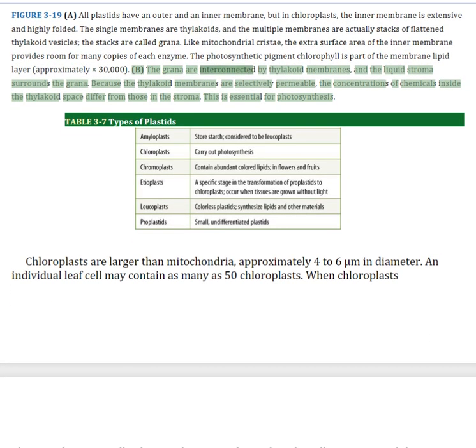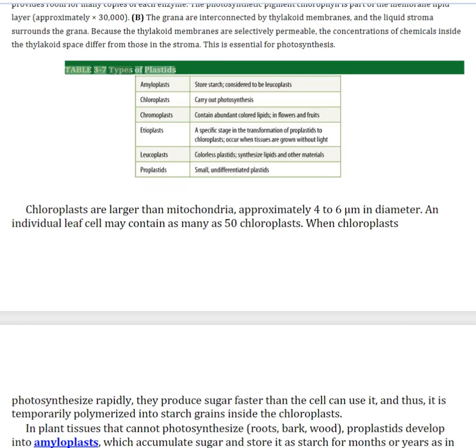The photosynthetic pigment chlorophyll is part of the membrane lipid layer. The grana are interconnected by thylakoid membranes, and the liquid stroma surrounds the grana. Because the thylakoid membranes are selectively permeable, the concentrations of chemicals inside the thylakoid space differ from those in the stroma. This is essential for photosynthesis. Table 3.7: Types of plastids.